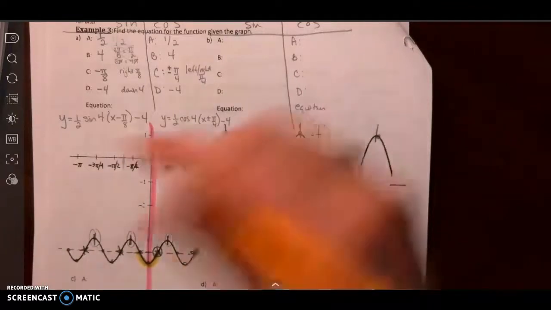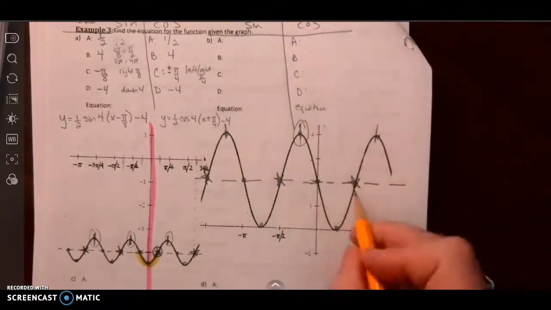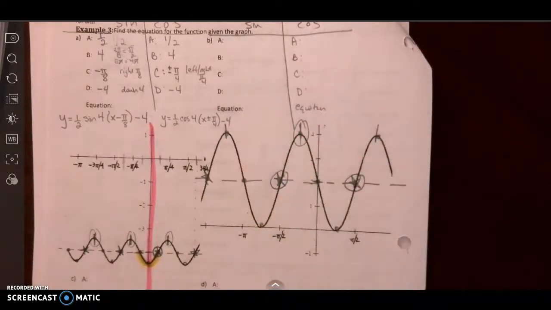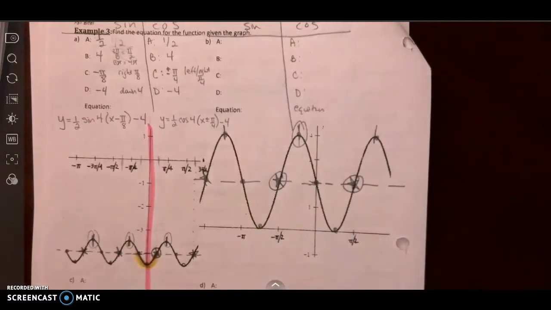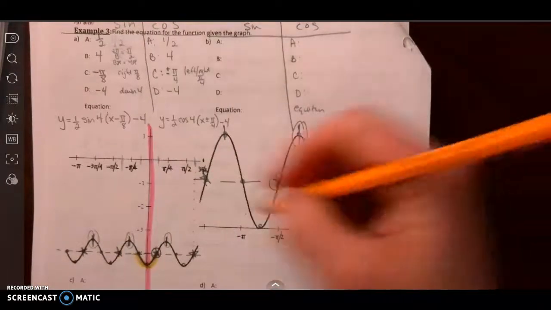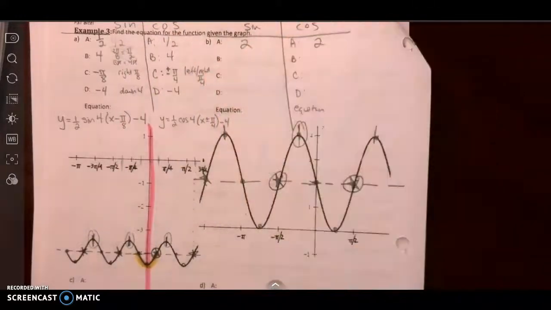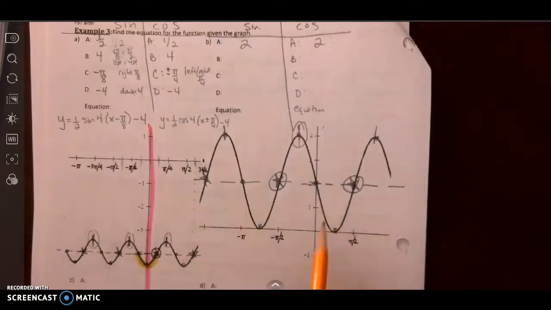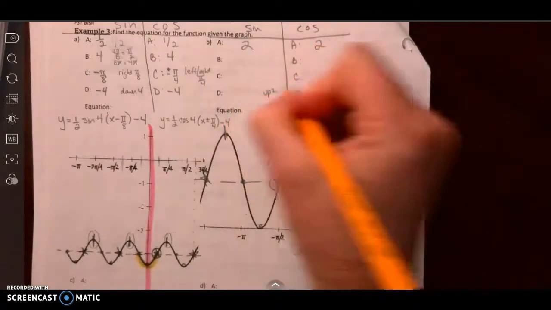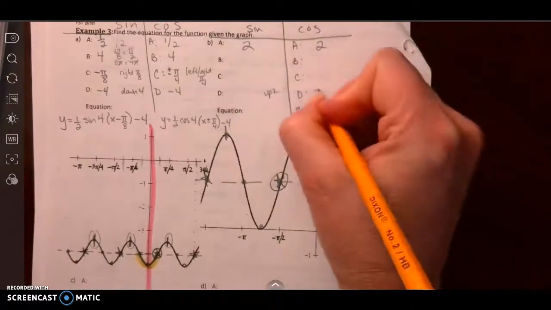Okay, so my closest cosine is here. My closest sine, these look like they're the same. And now I'm ready to start filling in all of my values. So A, my amplitude, I'm 2 up and I'm 2 down. So 2 is my amplitude for both. I'm going to do the B value last because it takes the most work. D, I can see that my axis is at positive 2, up 2. So it's 2.